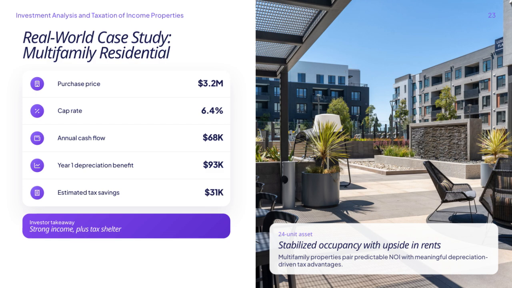One key takeaway for investors is that multifamily properties like this combine stable net operating income with substantial tax advantages through depreciation. Plus, this particular asset has stabilized occupancy with potential for rent increases, offering both immediate income and growth opportunities. So, the strength of this investment lies not just in strong cash flow, but also in the effective use of tax benefits that enhance overall returns.